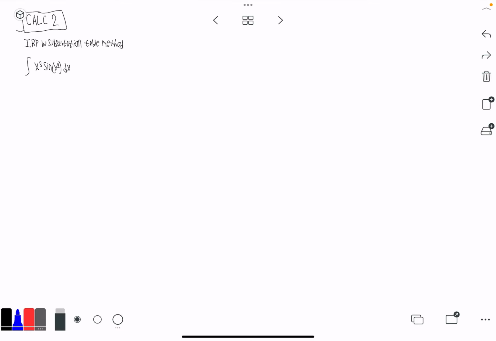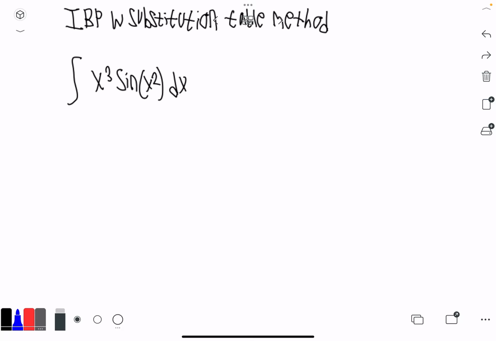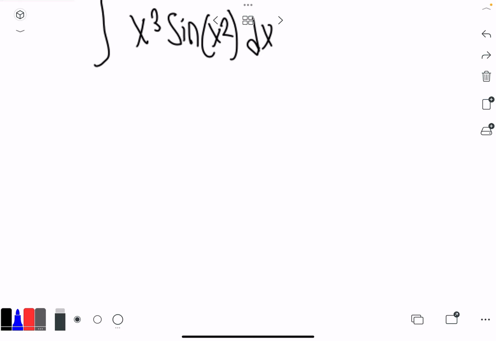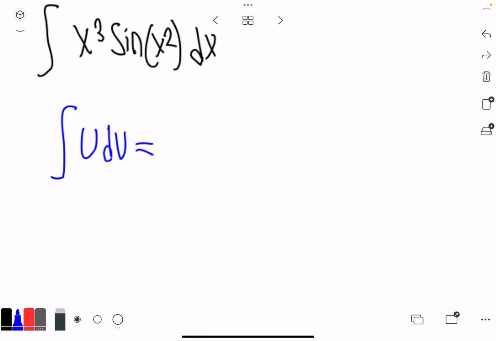So today's topic is about integration by parts, where you need to do substitution in between. This is especially useful when you're taking calculus 2. Most of you probably know this formula, right? The integration by parts formula is integral of u dv is equal to uv minus integral of v du.